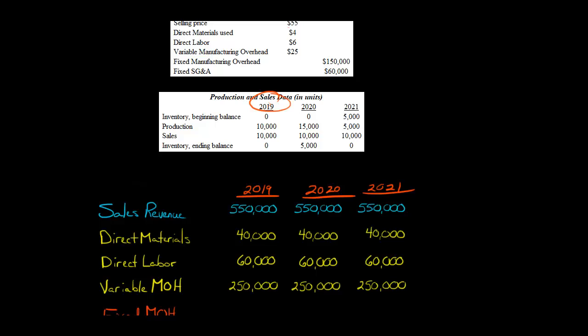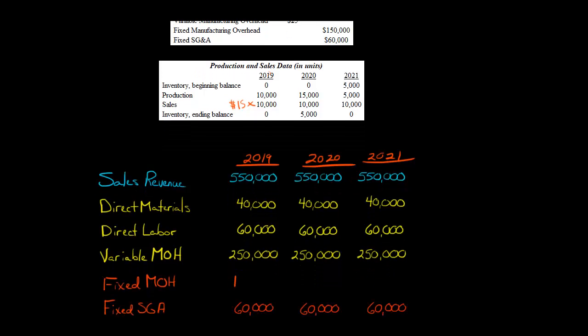In 2019, we figure out our fixed manufacturing overhead per unit. There's $150,000 for the entire period of fixed manufacturing overhead. Divide that by the 10,000 that we produced. That is $15 of fixed manufacturing overhead per unit. We sell all 10,000, so 10,000 times 15 is $150,000. So the first period is exactly the same as it would be if we were using variable costing. Anytime the amount you produce and the amount you sell are exactly the same, you're going to get the same outcome as variable costing.